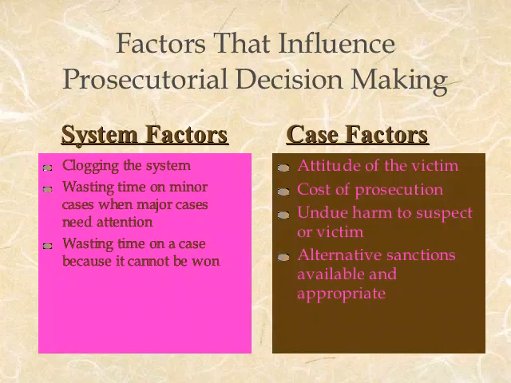Again, factors that influence the prosecutorial decision-making. System factors include the clogging of the system, or wasting of time on minor cases when they've got major cases that need attention, or wasting time on a case because it can't be won. Other case factors include the attitude of the victim, the cost of prosecution, because things like DNA are not cheap to get processed, undue harm to the suspect or victim, or alternative sanctions that are appropriate and can be used in the case.